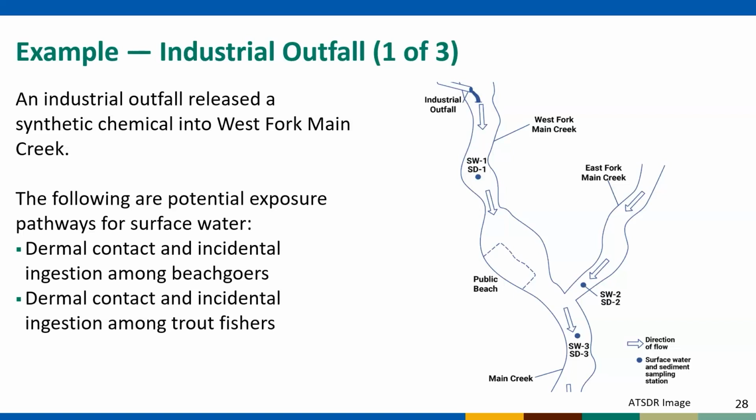Based on this information, focusing on surface water, a health assessor has already determined that dermal contact and incidental ingestion are potential exposure pathways for people using the public beach. As for fishing, they determine that people generally don't fish from the banks of the creeks, but instead do so by wading into all areas of the creeks. Thus, for this scenario, the health assessor has also identified dermal contact and incidental ingestion of surface water for trout fishers as potential exposure pathways.